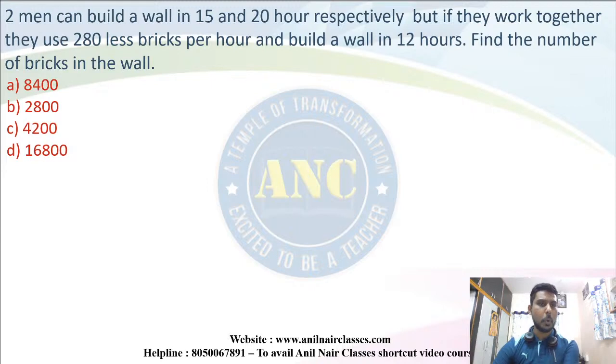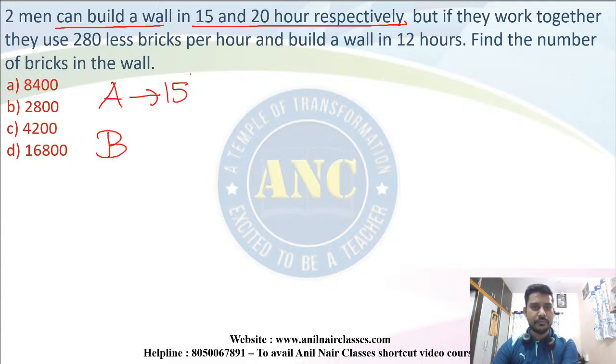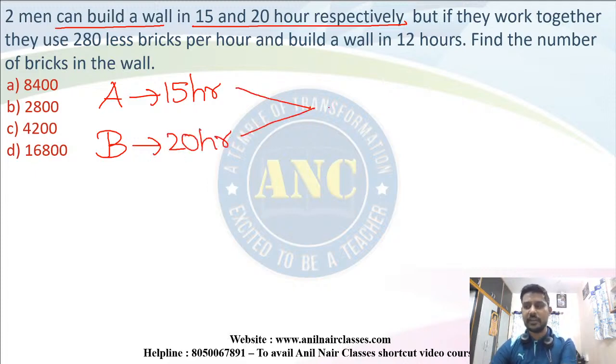Next, two men can build a wall in 15 and 20 hours respectively. That means, let us take two men as A and B. A will build a wall in 15 hours if he is working alone. B will build a wall in 20 hours if he is working alone. LCM of 15 and 20 is nothing but 60. So 15 into 4 is 60. 20 into 3 is 60. That means A's capacity is 4 units per hour. B's capacity is 3 units per hour.